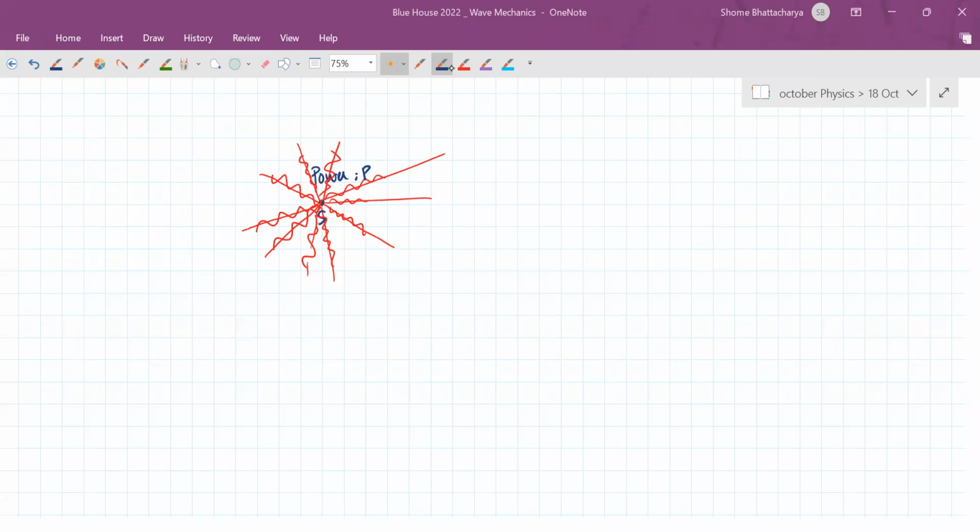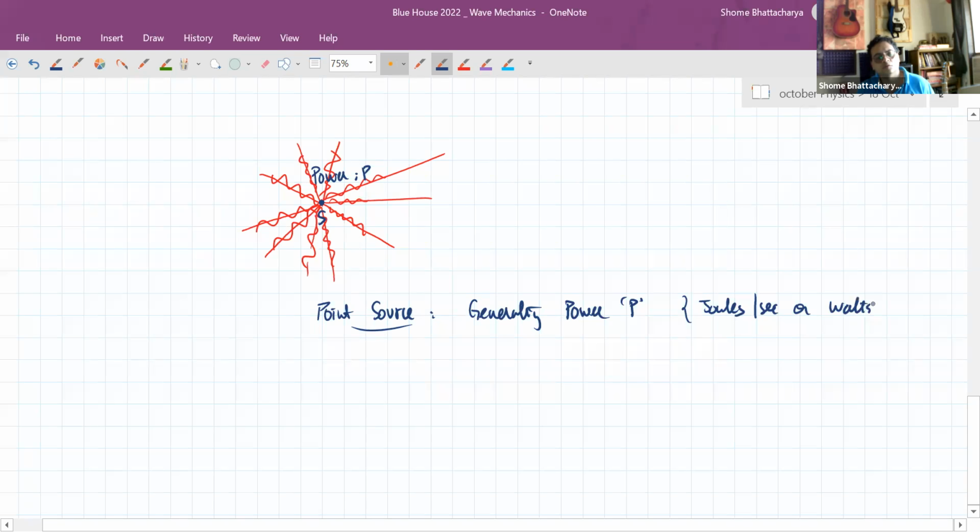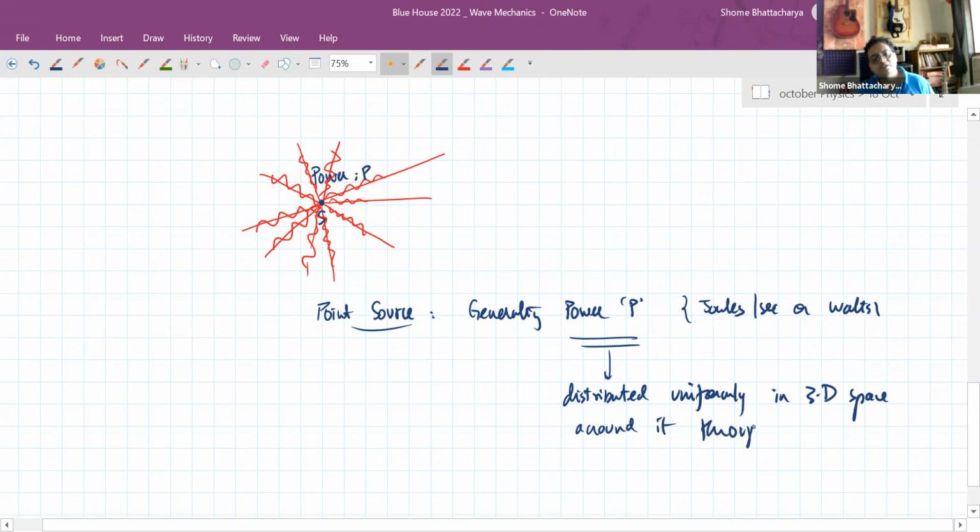Okay, so what is happening is, for a point source, if it is generating power P, so that is in joules per second, or watts, then this power is distributed uniformly in three-dimensional space around it, through the propagation of spherically symmetric radial waves. So that is the idealized version of it.